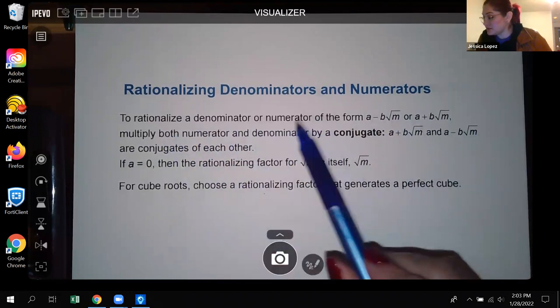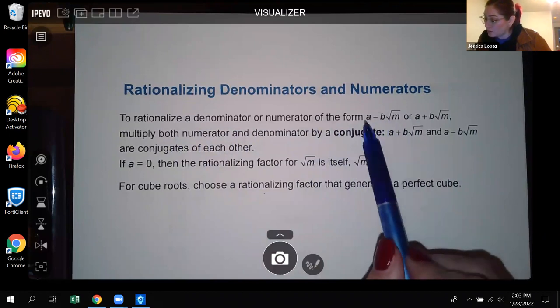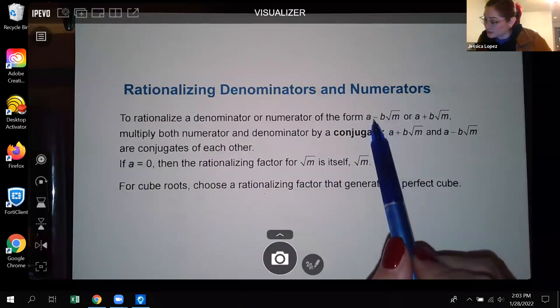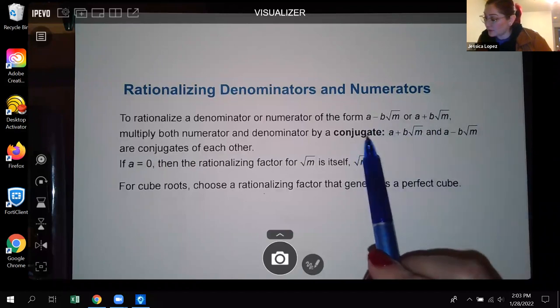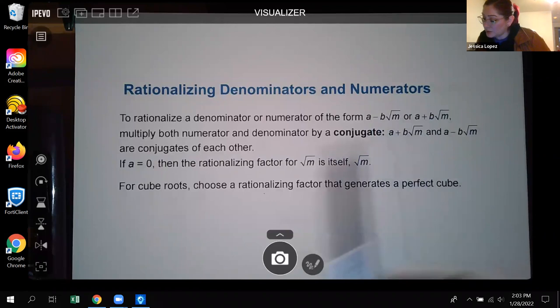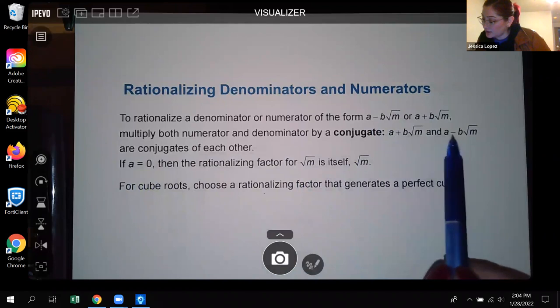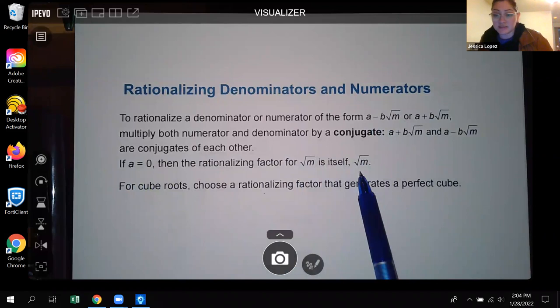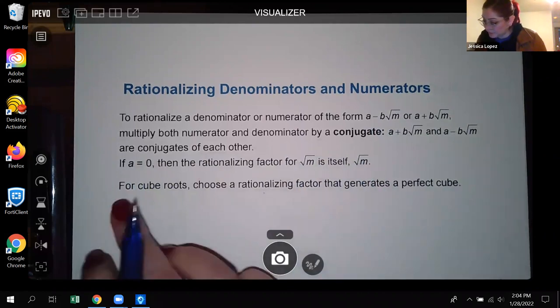If they want you to rationalize a denominator or a numerator that has two terms, okay? One without a radical and one with a radical. Doesn't matter whether there's plus in the middle or minus in the middle, okay? The strategy is to multiply both by the conjugate, okay? Now keep in mind that if the a is equal to 0, then you're just changing the sign in the middle, which means you only have the radical and you would only be using the same radical or an opposite sign radical. Doesn't matter really, okay? But the same sign will work.